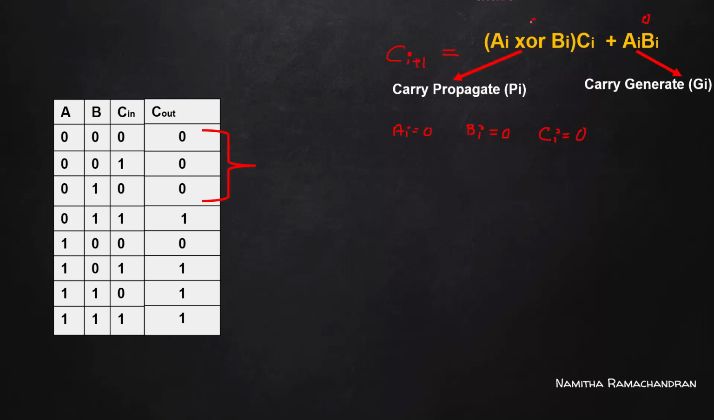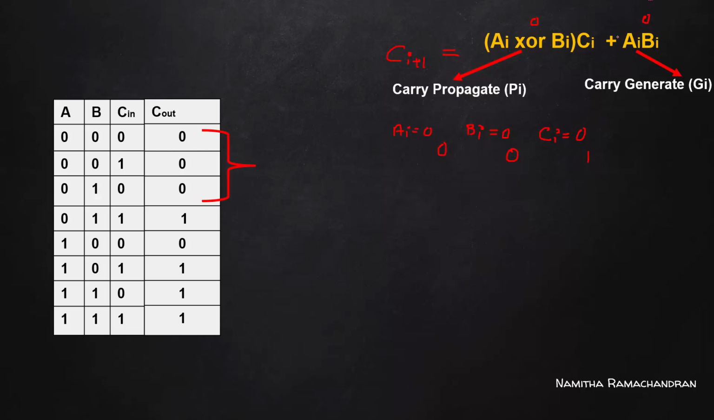This term is 0. So 0 or 0 is actually 0. So this is the case here. No carry is generated because of this particular input combination. Next case 0, 0, 1. A equal to 0, B equal to 0, C equal to 1. This is our new case. A and B equal to 0, then clearly the carry generate term is 0.